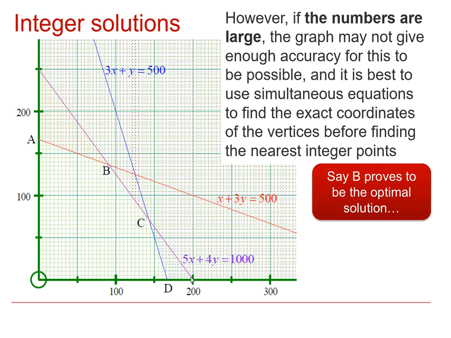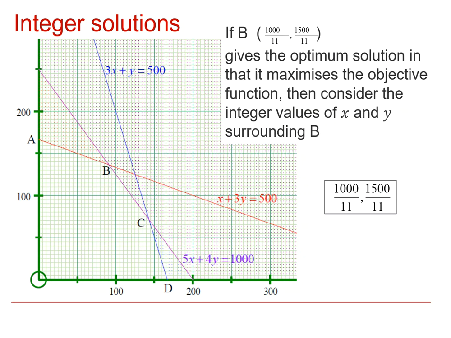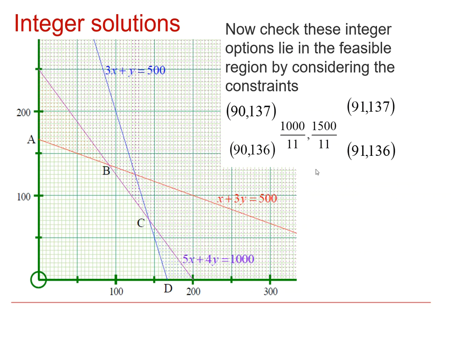Supposing we find that the optimal solution is at point B, before we get into integer solutions. If we work out where point B is by solving our simultaneous equations, we'll find that it is at this point here, 1000 over 11 and 1500 over 11. It'll be easier in a moment to think about what these things are in decimal form. But what we're going to be doing is looking at the 4 integer points which surround point B. So point B is represented by this pair of coordinates.